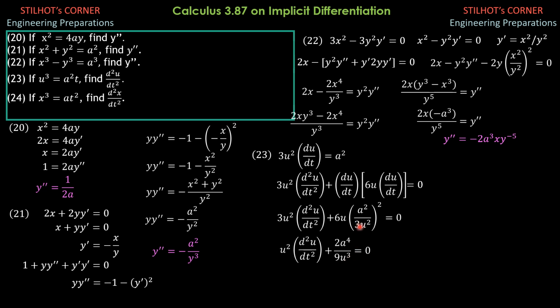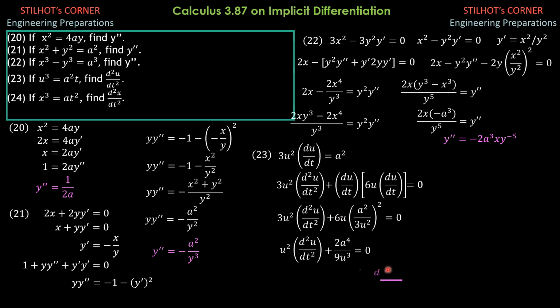Then we simplify this into, supposedly this is 2 after we divide by 3. Then the net value here is 2a to the 4th, supposedly over 9u to the 4th. But there's a u here, we cancel u. So 2a to the 4th over 9u cubed only, after we cancel this u here.